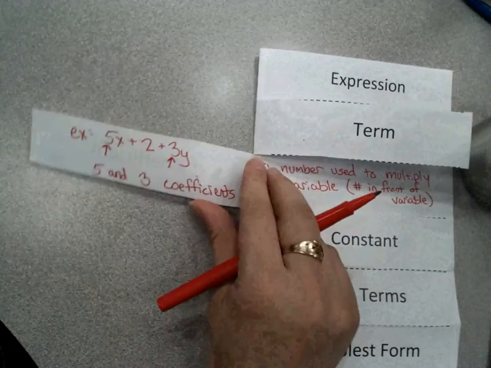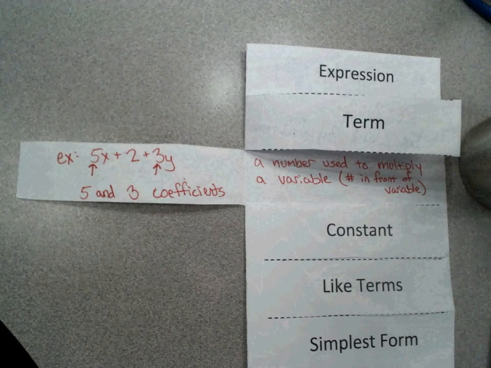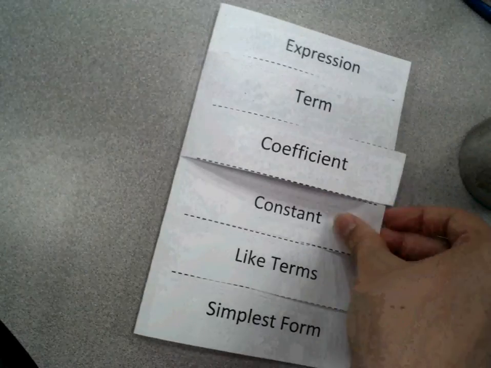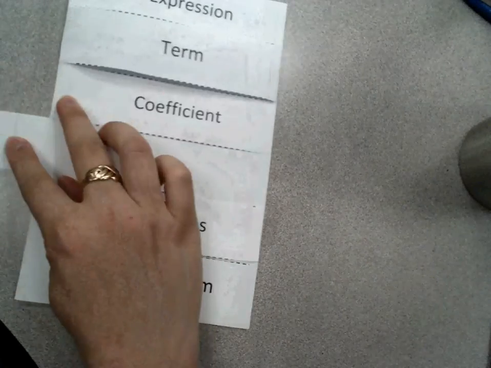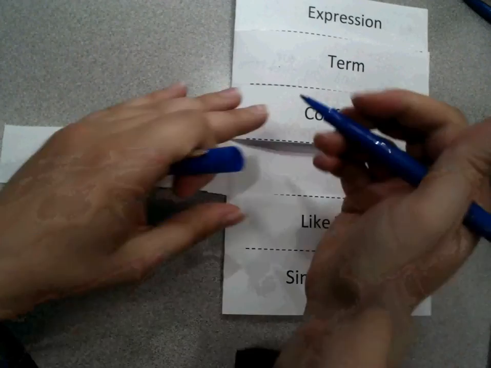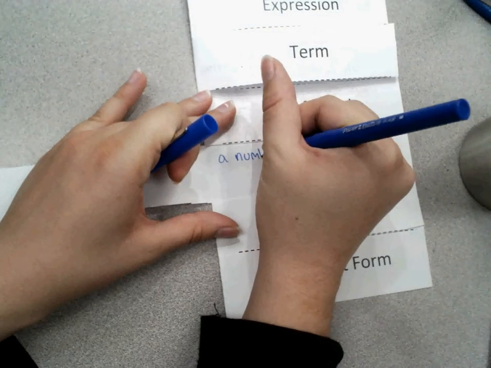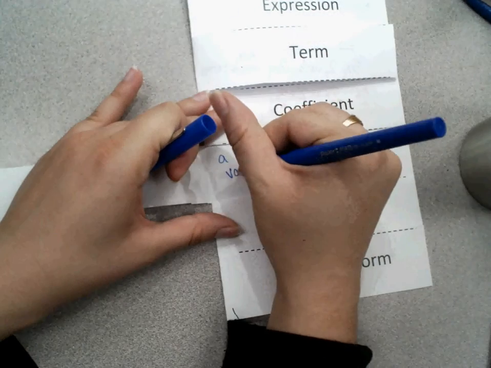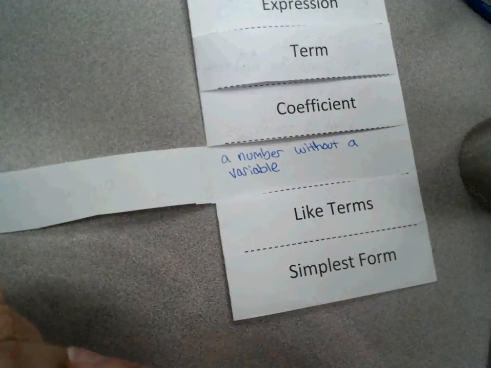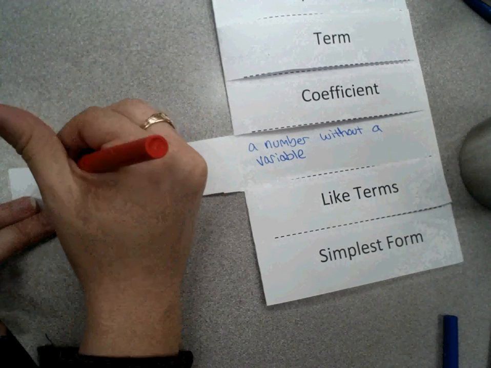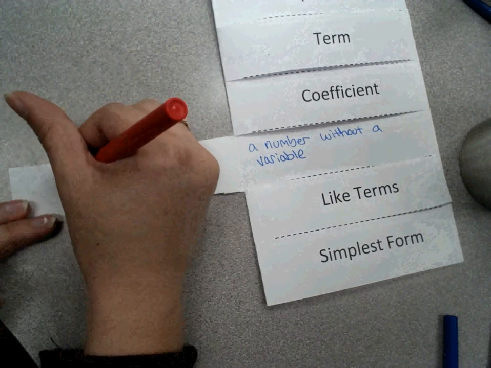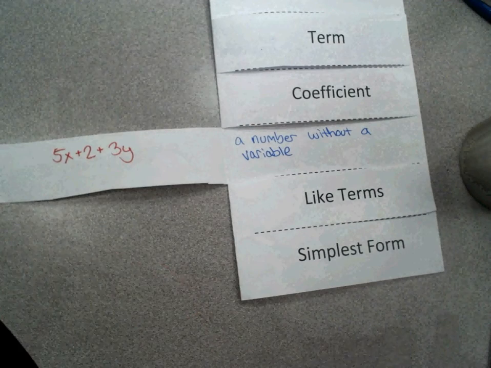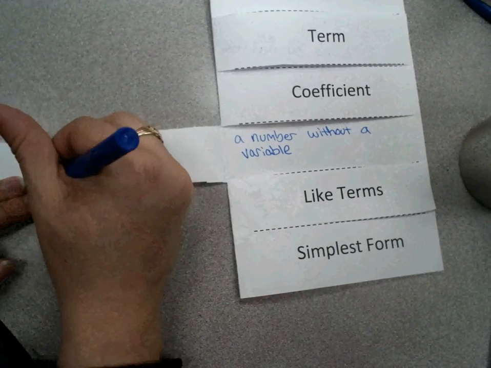Coefficients. Make sure I spelled that right. All right, so just the 5 and the 3 in this case are coefficients. Coefficients are always the number in front of the variable. Now a constant would be 2. So that's a number without a variable. A constant is a number without a variable. So if we go back to our 5x plus 2 plus 3y, we look, 2 has no variable, so 2 is a constant.